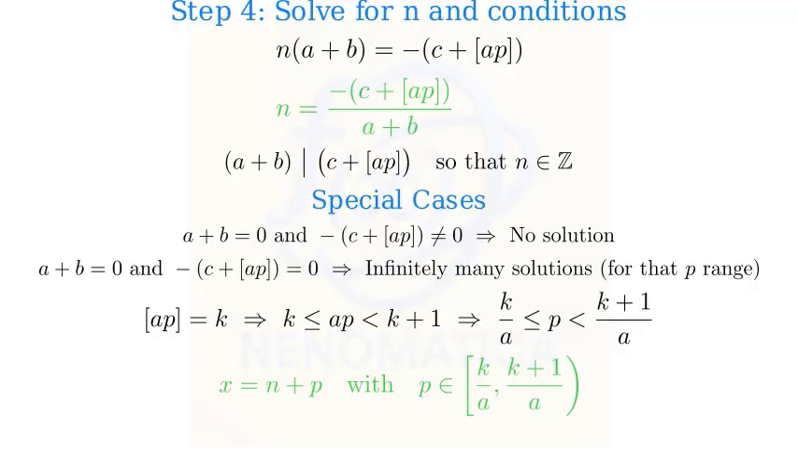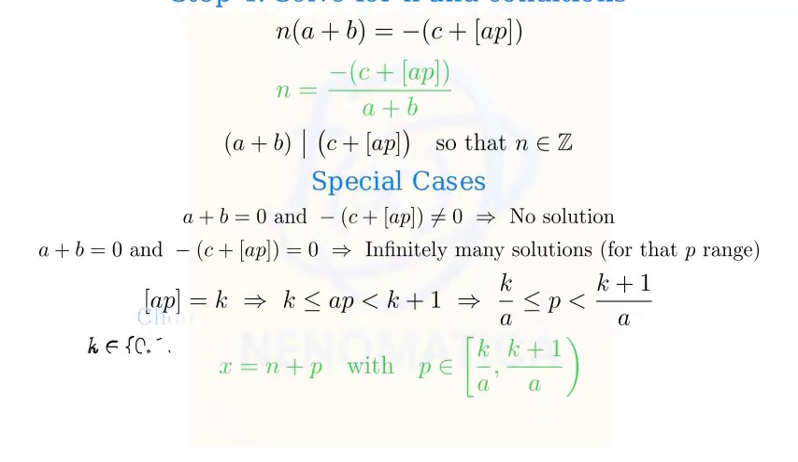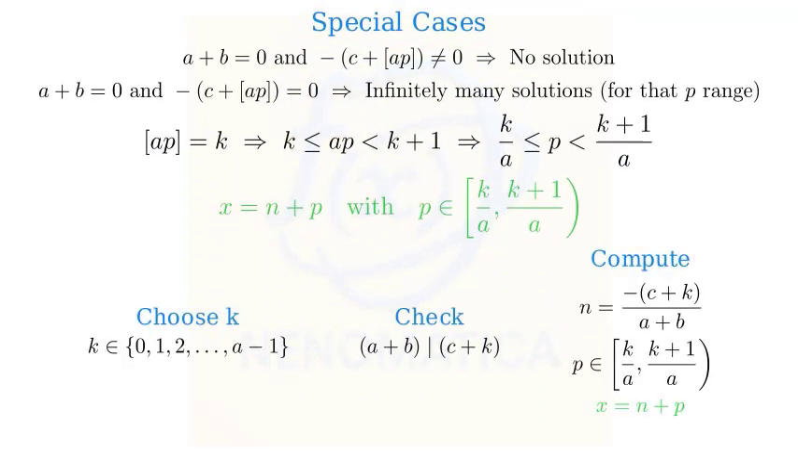Let's put the algorithm together in one picture. Choose k from 0 up to a − 1. Check the divisibility condition. If it holds, compute n. Then p is between k over a and (k + 1) over a. The solution is x = n + p in that interval.